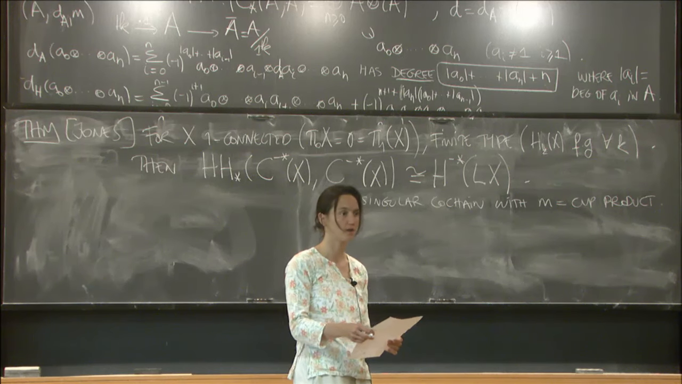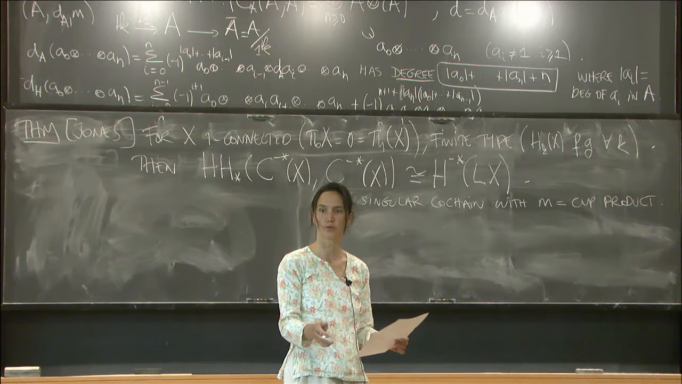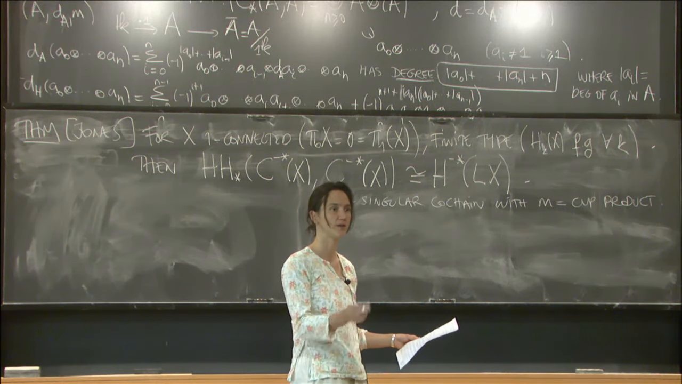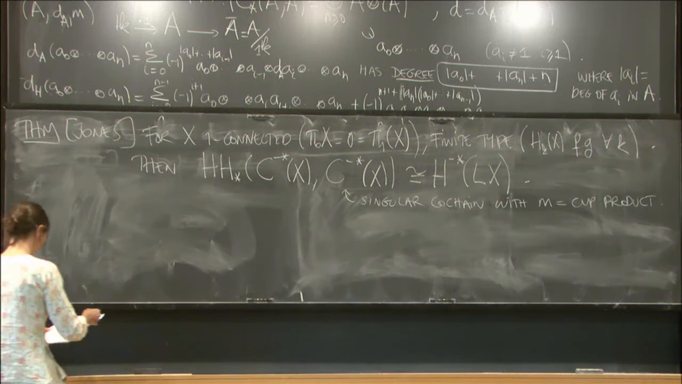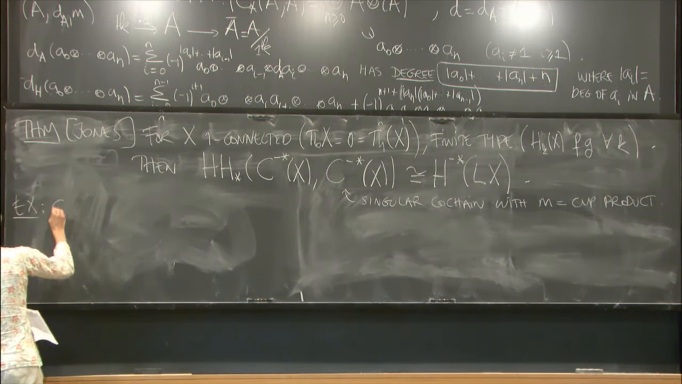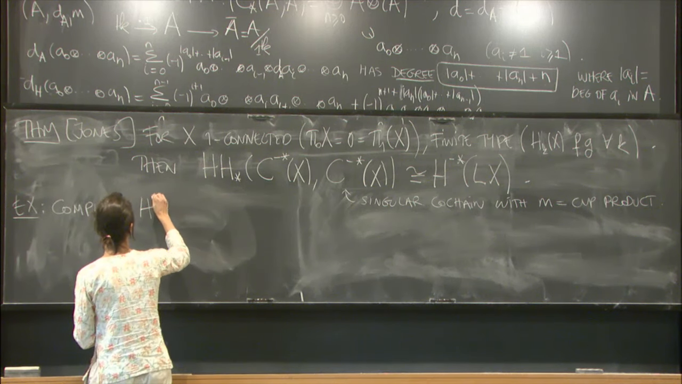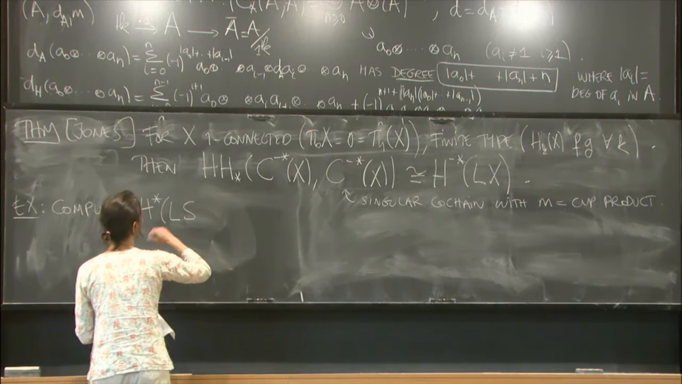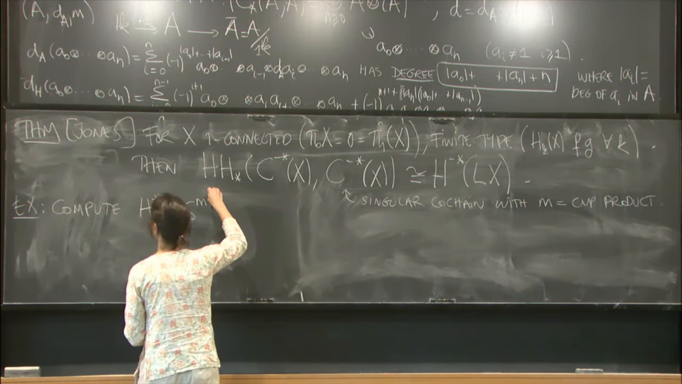We heard yesterday that it was useful to know the cohomology of the free loop space on the two sphere. Or any sphere, really. So for example, we can compute the cohomology of the loop space, now I called it R, in my notes it's M. Let's call it M.